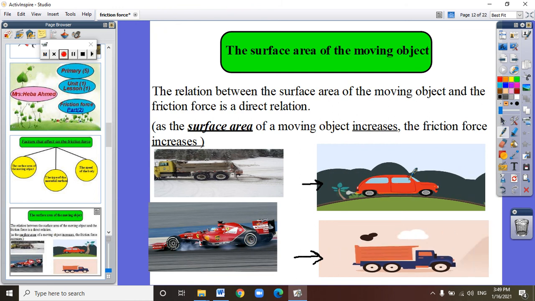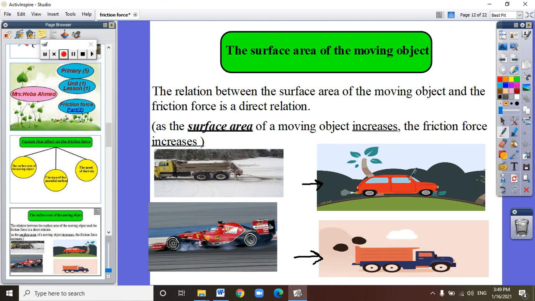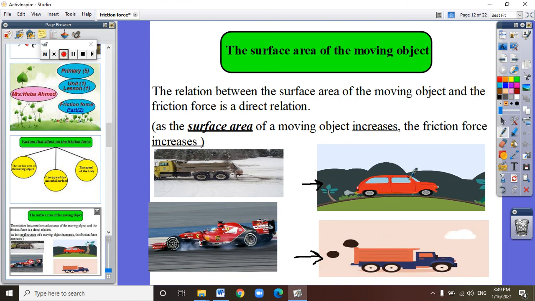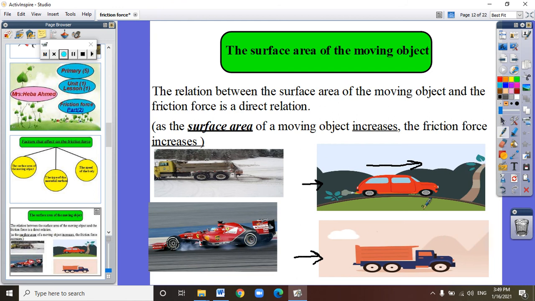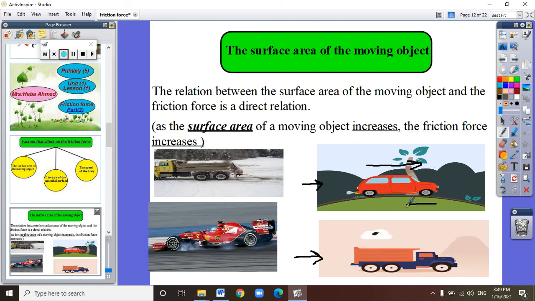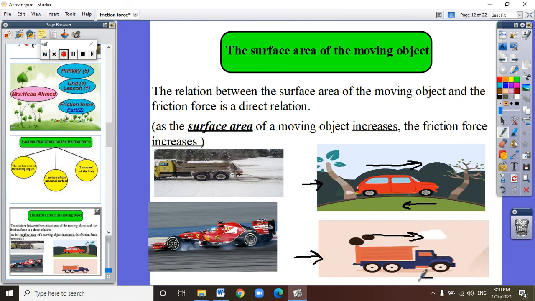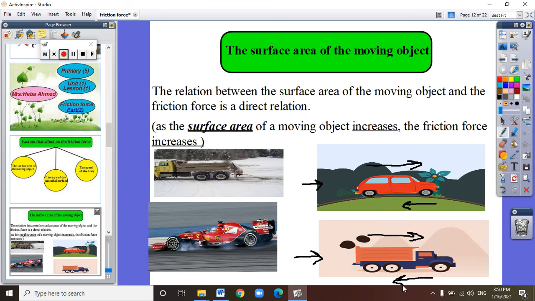Remember, if I want to stop moving, which force helped me to stop moving? Very good, the friction force. And also remember, this is the direction of the movement. And the direction of the friction force will be in the same direction or in the opposite direction? Very good, in the opposite direction. So here also that's the motion direction and this is the direction of the friction force.